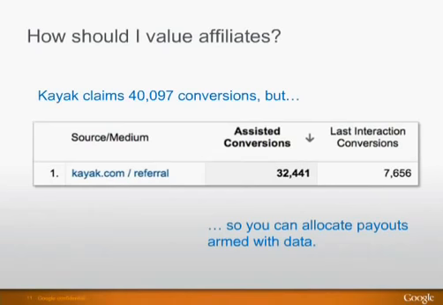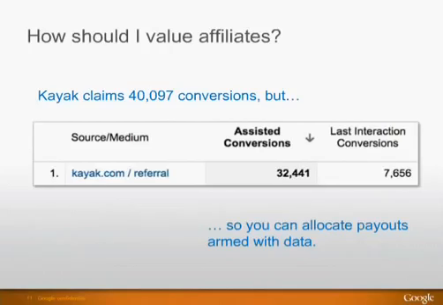So the next use case I'm going to talk about is also using the Assisted Conversions report, and this is around affiliates. One of the challenges that marketers have with affiliate marketing is understanding what role was played by that affiliate in delivering the conversion. Affiliate marketing is great because you pay for the conversions that are delivered, but if there are multiple affiliates for the same conversion, or affiliates plus other forms of paid advertising, you can be paying multiple times for the same conversion.